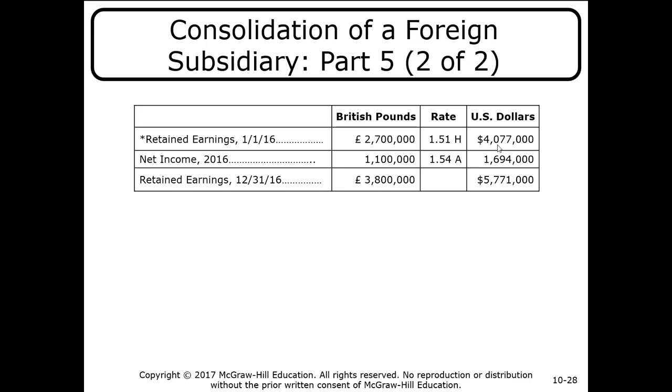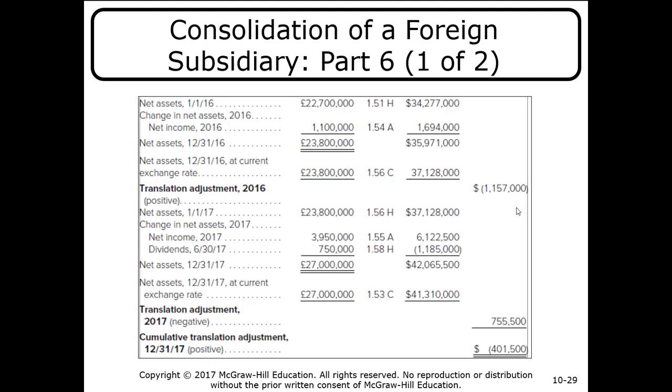So here's the retained earnings from the prior year. Well, this was the first one. We took that, we used the average for net income, and that gave us the 5,771 retained earnings calculation. So we're going to translate all of the net assets, and this gives us that 401,500 credit.